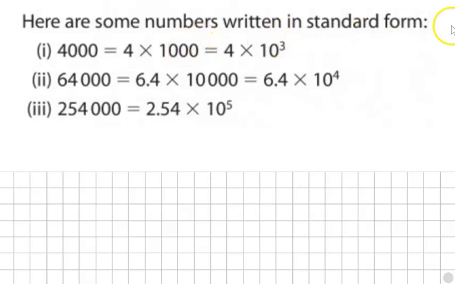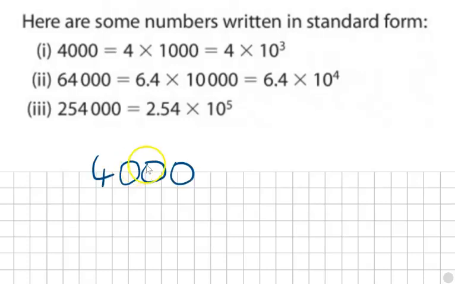So here are some numbers written in standard form. 4,000 can be rewritten as 4 times 10 to the power of 3. 64,000 can be rewritten as 6.4 times 10 to the power of 4. And 254,000 can be rewritten as 2.54 times 10 to the power of 5. I'm just going to show you the very quick way to work those out without using the calculator.